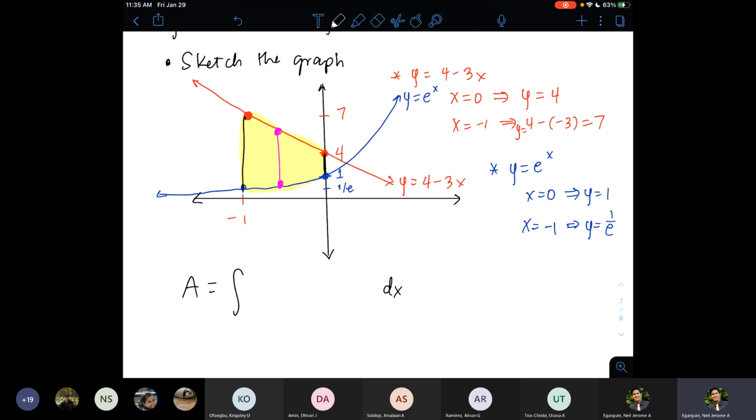Vertical strips are always associated with dx, so I'll have a dx over there. And then the bounds would be bounds for x. The region starts when x is -1. The region ends when x is equal to 0, right? And then the integrand would be top function, 4 minus 3x, minus the bottom function, e to the x, right? And when you evaluate this, you should get 9 halves plus e to the -1. Oh, this is 9 halves, not 9 over e.